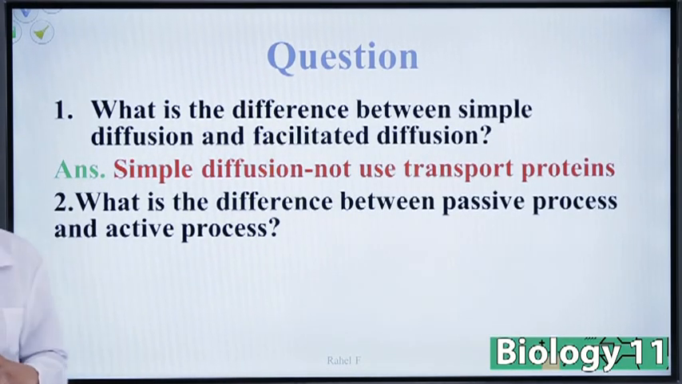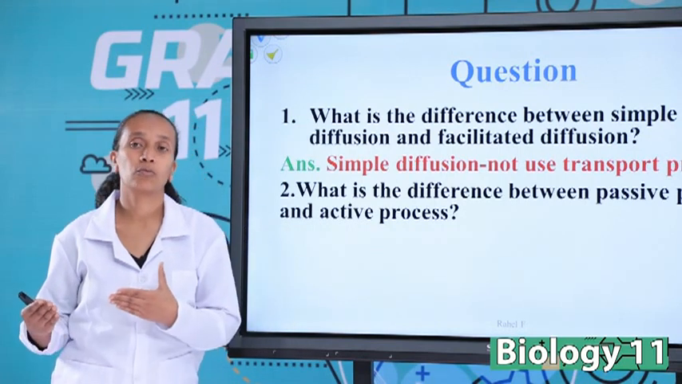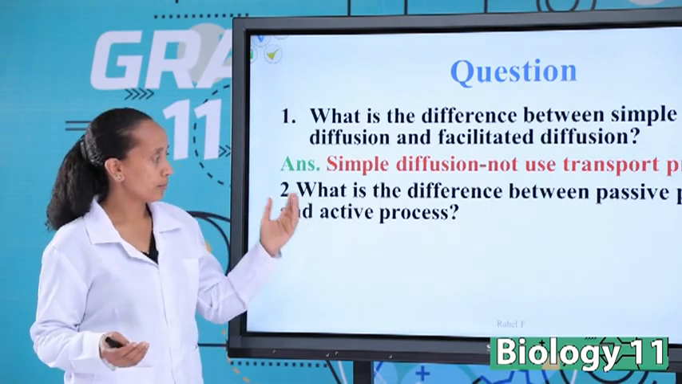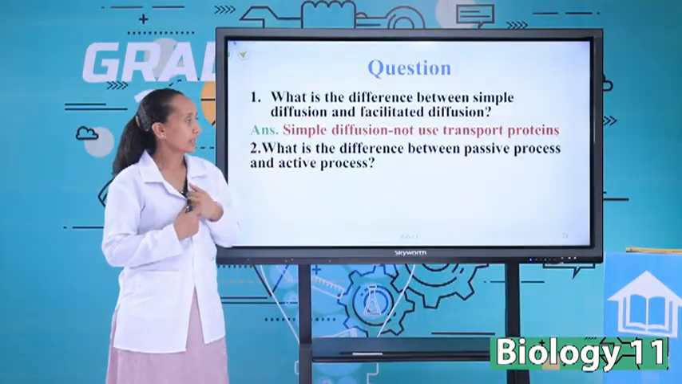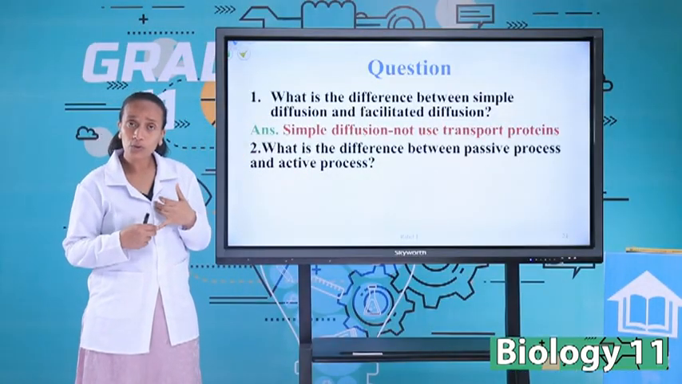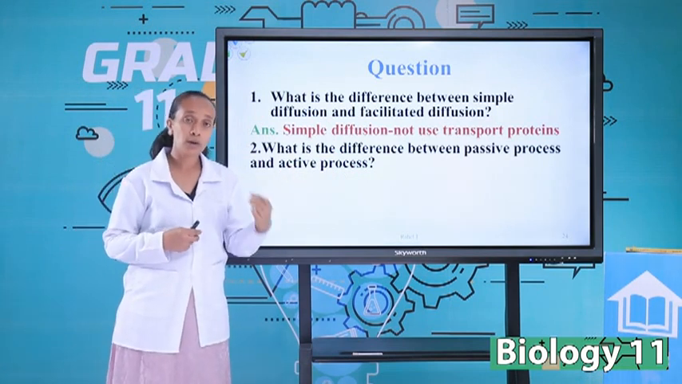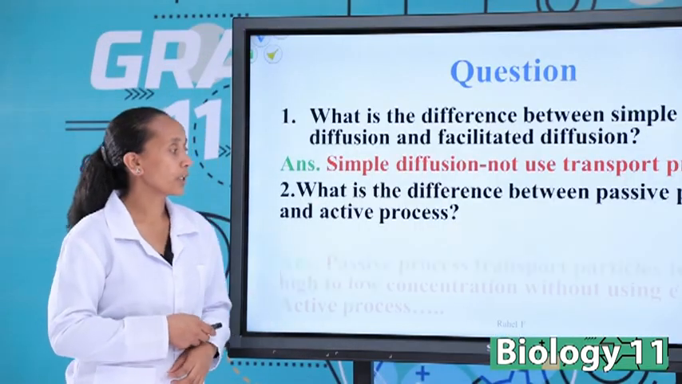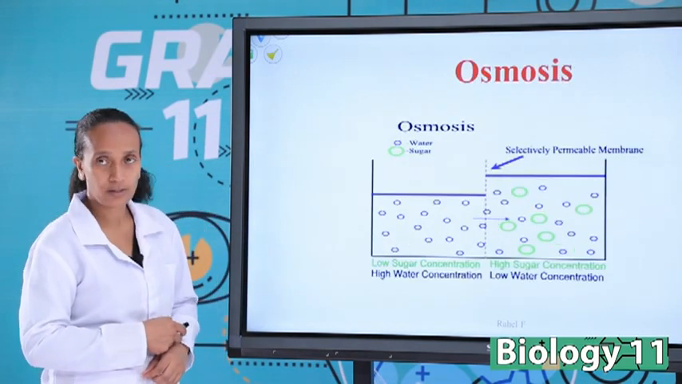The second question, what is the difference between passive process and active process? Students, you can list at least two differences between these two processes. In passive process, the movement of substance is from high concentration to low. In active process, the movement is from low to high. Secondly, passive process does not use cell energy, whereas active process uses cellular energy to transport particles against the concentration gradient. If you answer like this, you will get full marks.